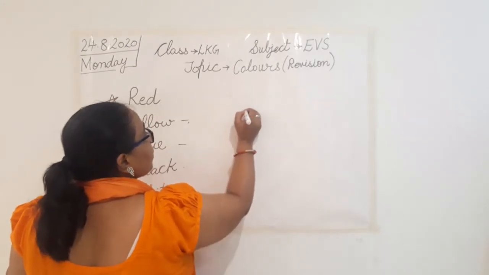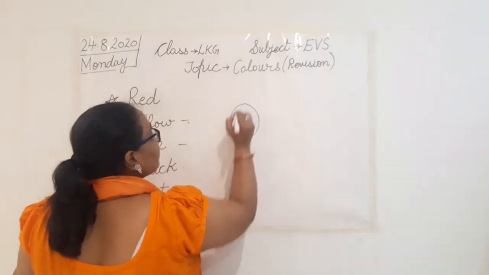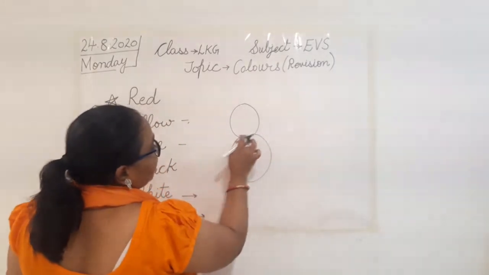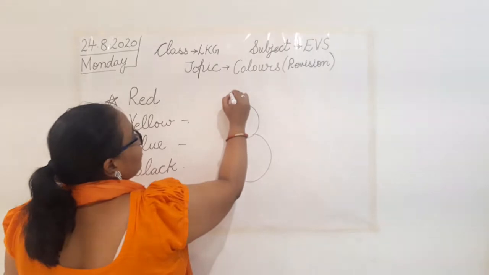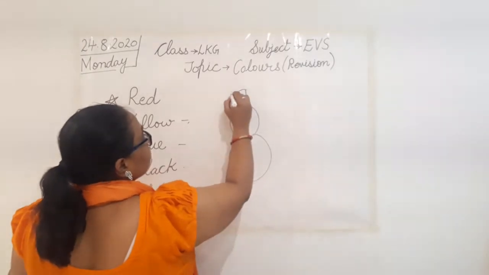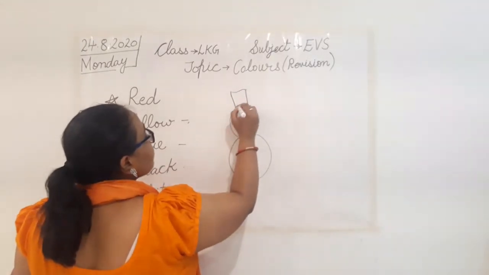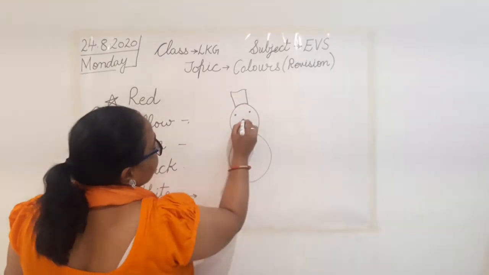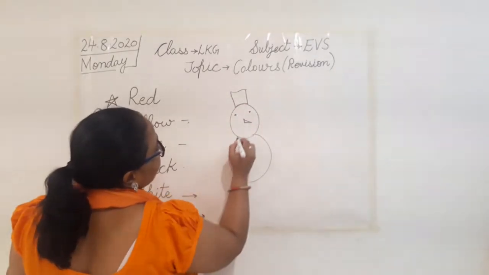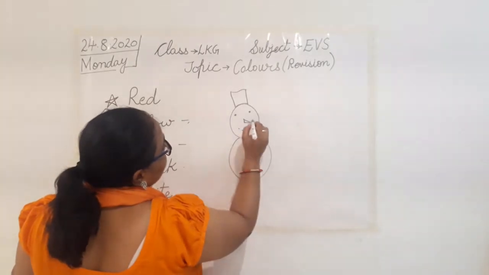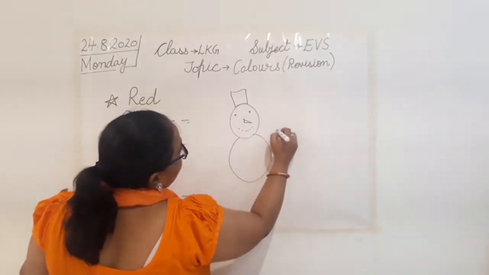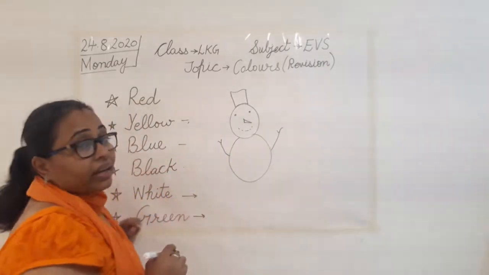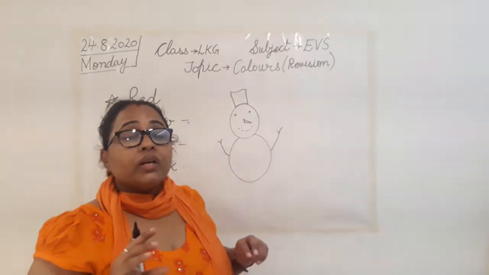So how to draw a snowman? First we'll draw a circle, then one big circle which is joining it. ठीक है, ऐसे बनाया. Then we have drawn a hat here. ये hat पहना हुआ है हमारे snowman ने. Then we'll draw eyes and one nose, mouth. इसकी जो hands होते हैं वो किससे बनती है? Yes, we make it with twig.